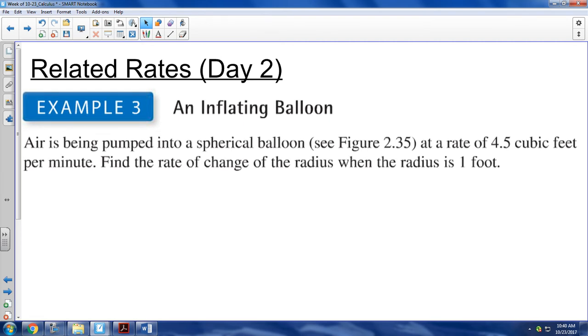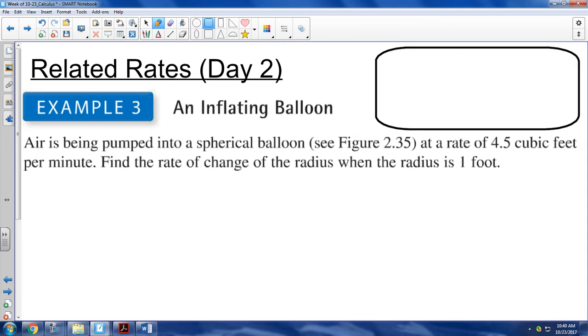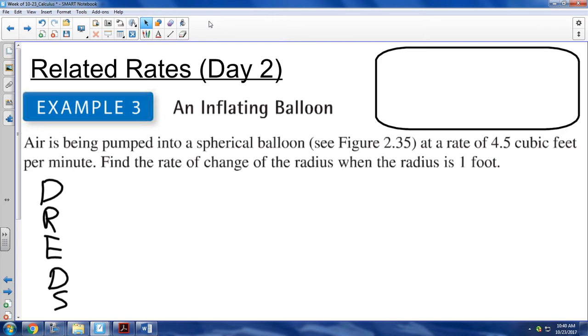This is a real related rates problem, and for every real related rates problem, I recommend making a box. And I recommend using DREADS. Now, we talked about that on the other video, so if you watched Related Rates Day 1, you know what DREADS stands for. I won't write it out.